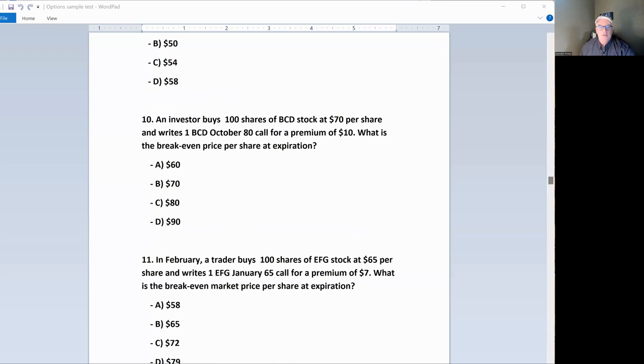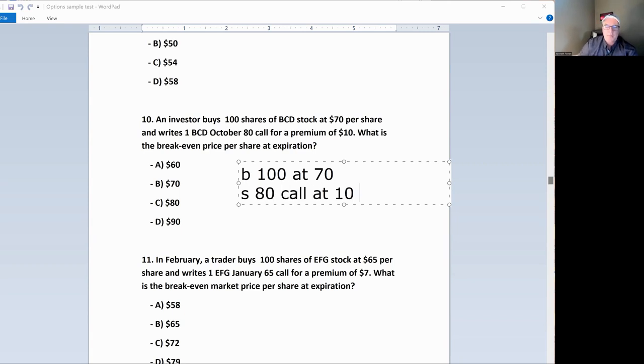Buy 100 shares at 70. The only thing is delayed is because they got to redo the annotation thing. So buy 100 at 70. And then I sell an 80 call at 10. A buy and a sell, people. So I'm going to subtract. So boom, 60 is my break even. Not so bad, right? And since I am long stock, I am bullish. Boom, boom, boom.